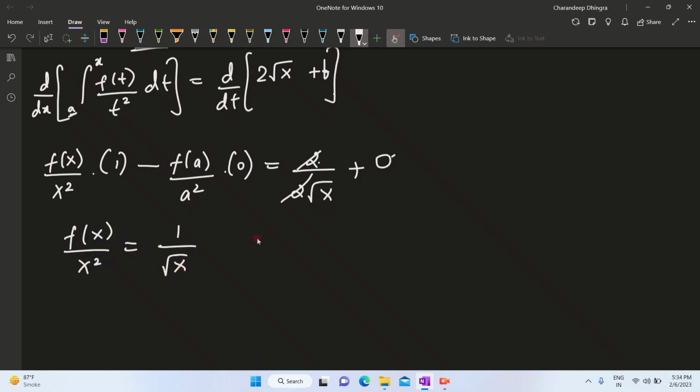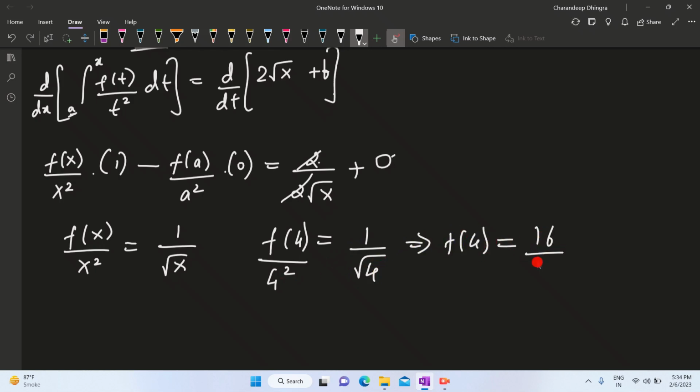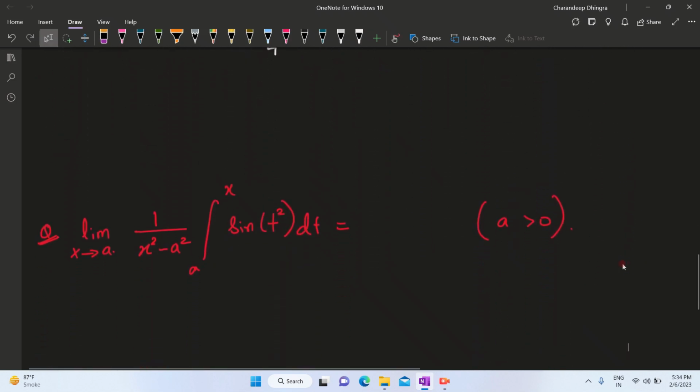Now we need to find the value of f of 4, so instead of x I'll put 4, so I'll get f of 4 upon 4 square is equal to 1 upon root 4. So finally I'll get f of 4 is equal to 16 upon 2, the answer is 8, right? Let's apply it in one more question.